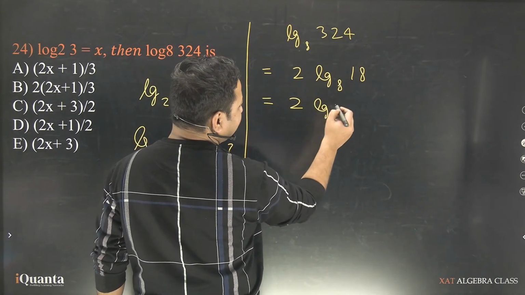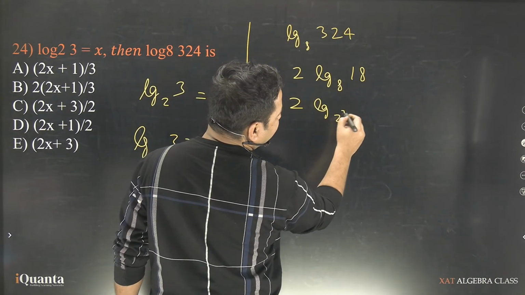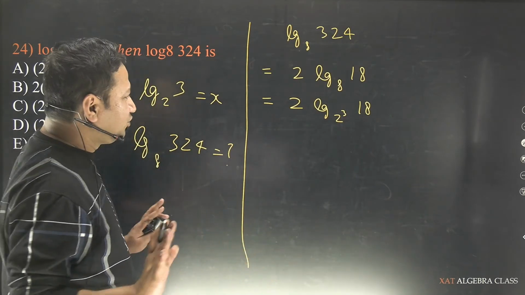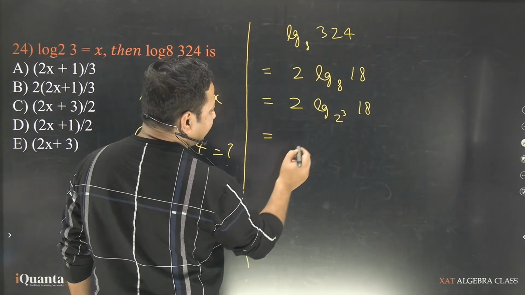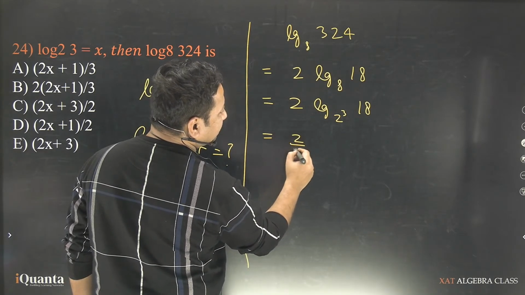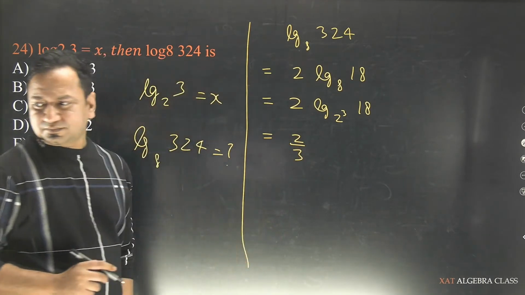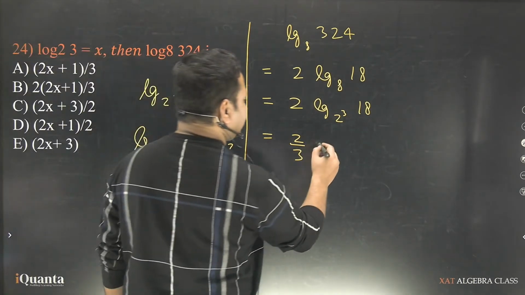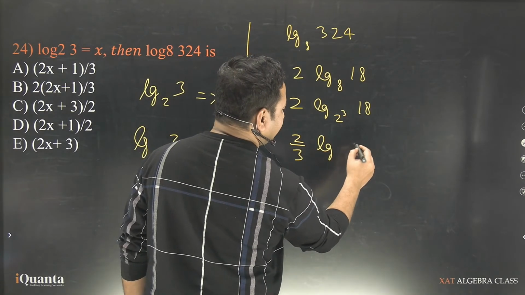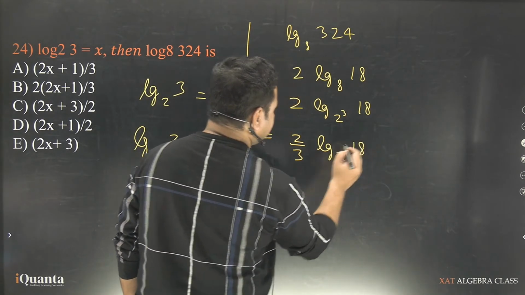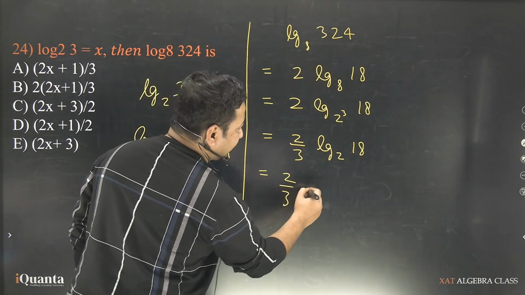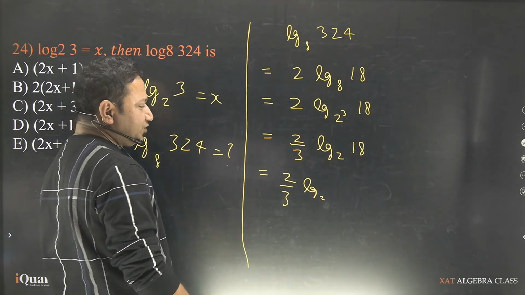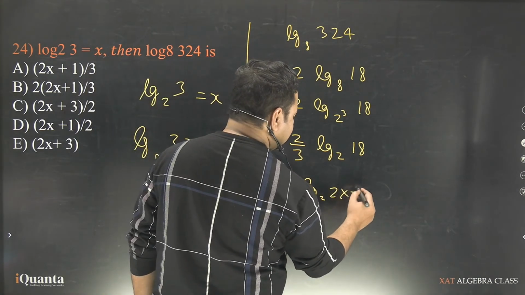I can also see that 8 is cube of 2. And just to make it simpler, in log 2 or log 3, that's what my aim is. So I can write this as power goes out 2 by 3, isn't it? This becomes 2 by 3 log 18 base 2. Is that fine? Similarly, 2 by 3 log base 2. What is 18? It's 9 into 2. So 2 into 3 square is what we can write it as.